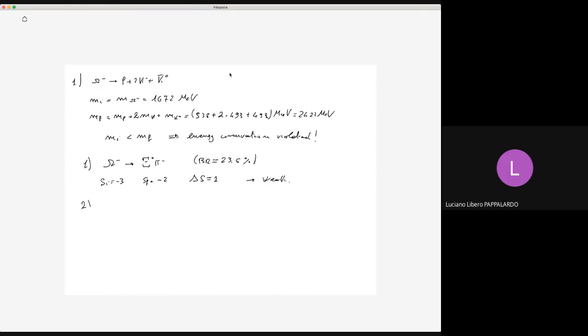Another decay mode is the Xi minus pi 0 with a branching ratio of 8.6%. Again, we have here a delta S equal 1 for the same reason. And the last one, the one that I just quote here, there are many more of course, is lambda 0 K minus with a very large branching ratio of 67.8%. And so again, we have a delta S equal 1.